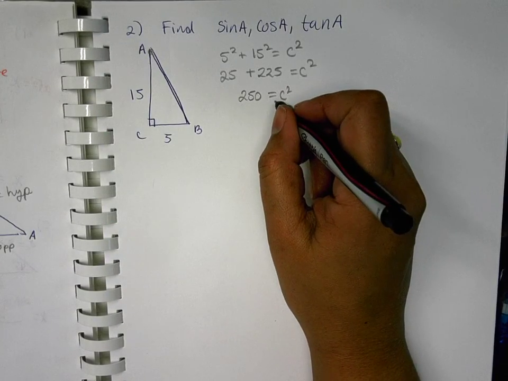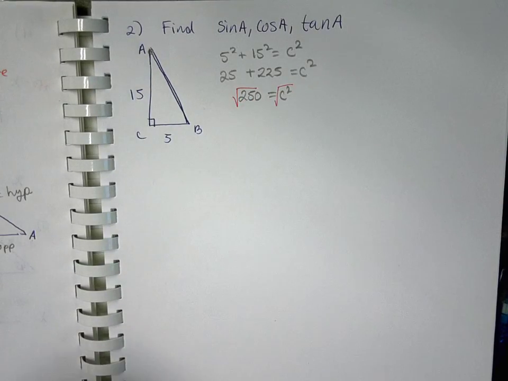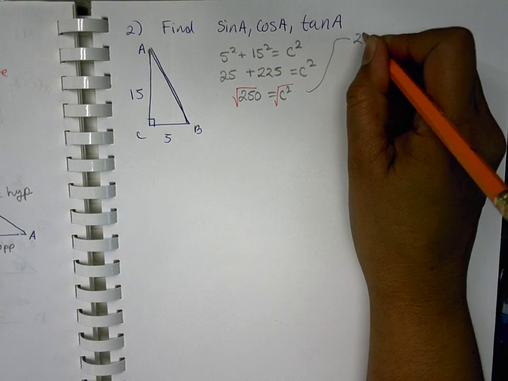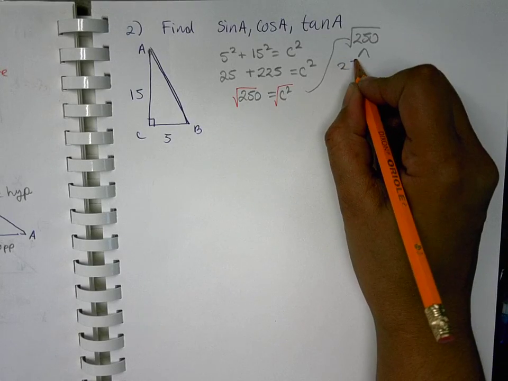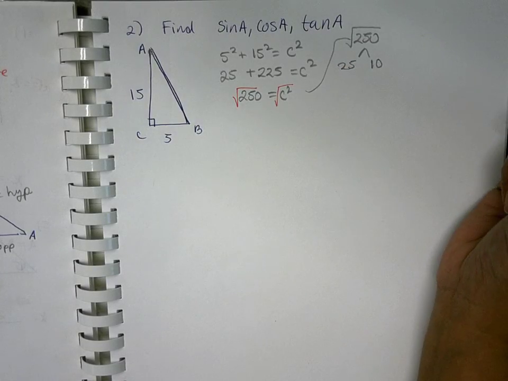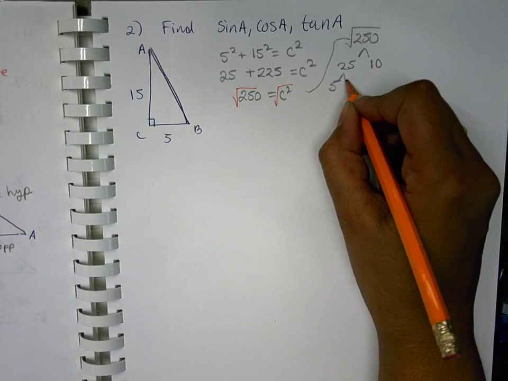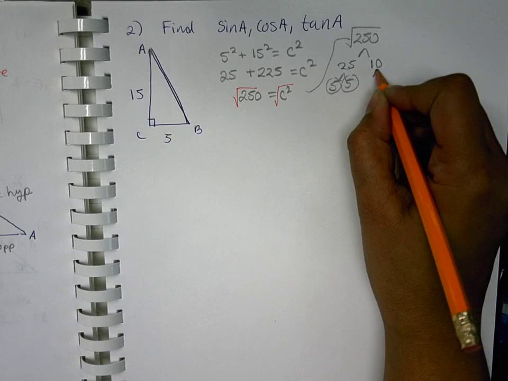Square root it. Does 250 break up? 250 breaks up to, can we use 25 and 10? Are you guys okay with that? And 25 is 5 and 5. That's nice because there's a pair there. And 10 is what? 5 and 2.